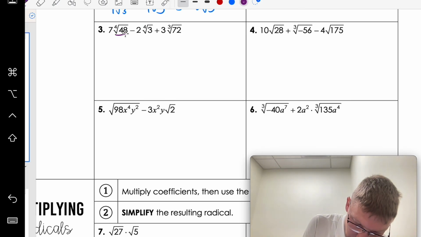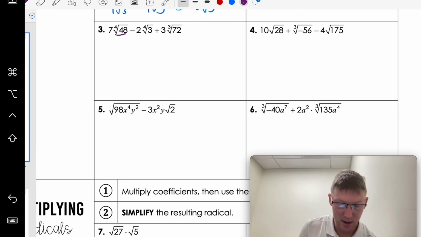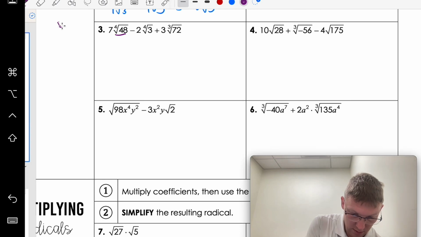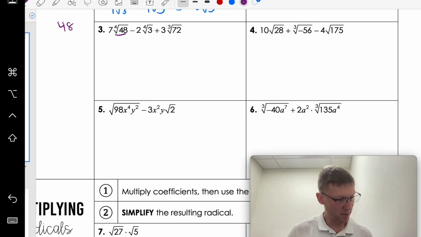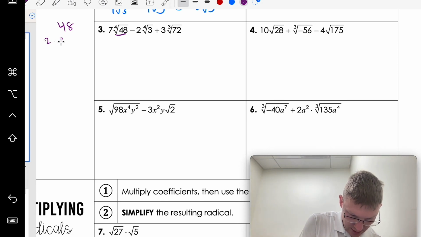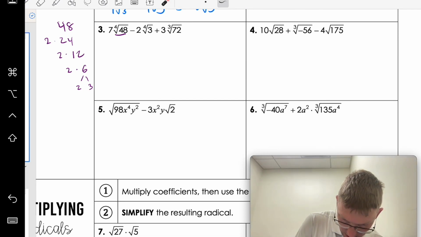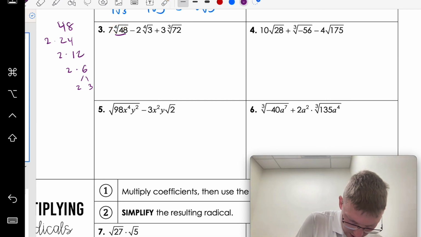So if I'm looking at the fourth root of 48, I definitely don't know that off the top of my head, so I of course needed my calculator. 48 divided by 2 is 2 times 24. 24 divided by 2 is 2 times 12. 2 times 6. 2 times 3. We're dealing with fourth roots, so that means I need four of the same factor. 1, 2, 3, 4. So that's going to simplify.